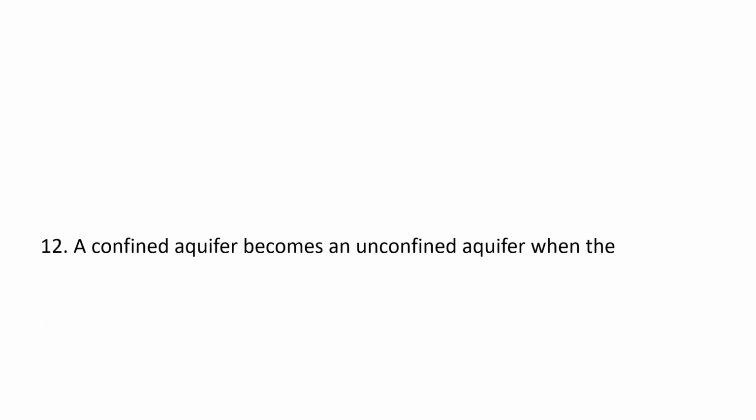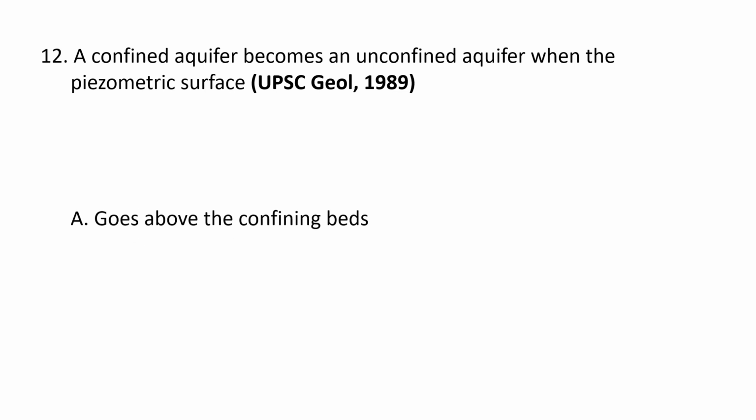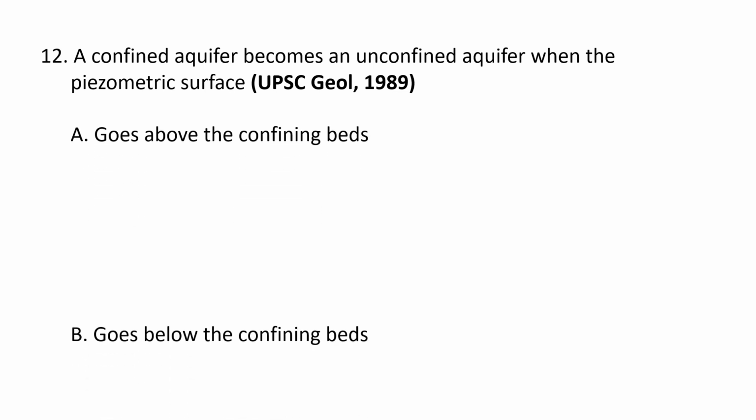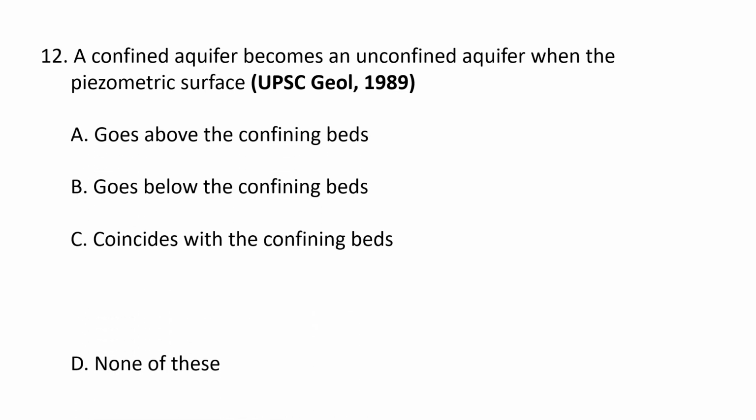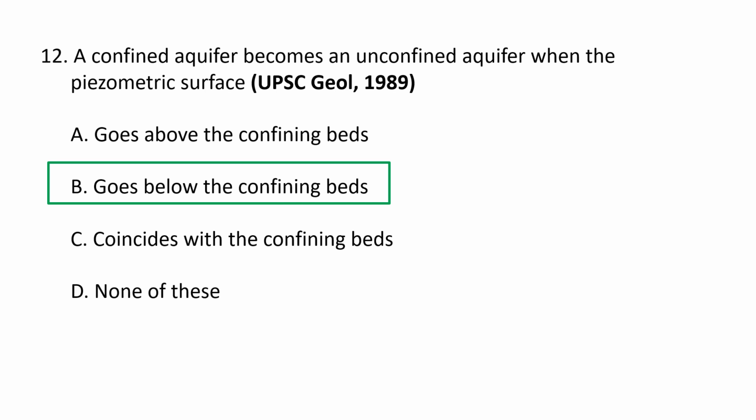Next question. A confined aquifer becomes an unconfined aquifer when the piezometric surface A. goes above the confining bed, B. goes below the confining bed, C. coincides with the confining beds and D. None of this. So generally confined becomes unconfined when the piezometric surface goes below the confining bed. So B is the correct answer.